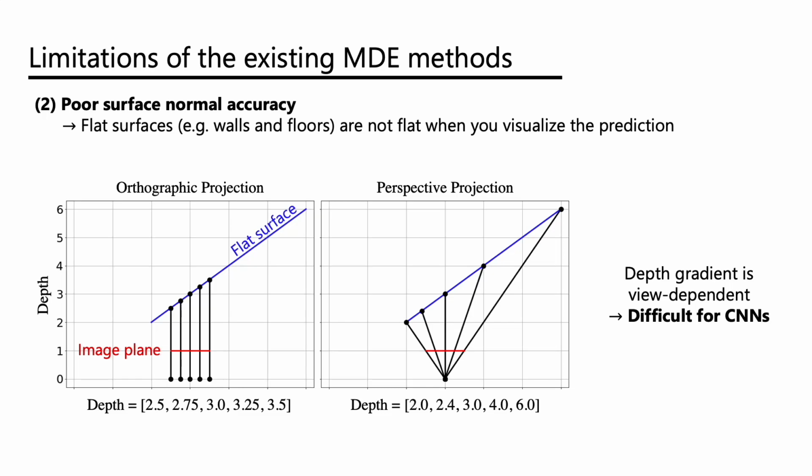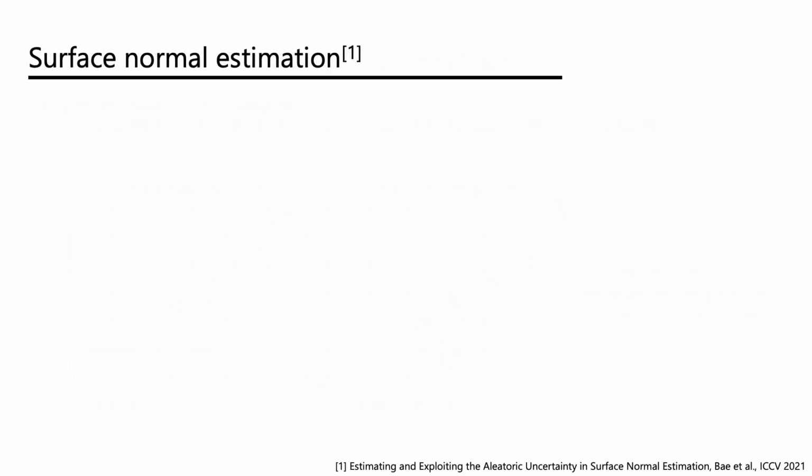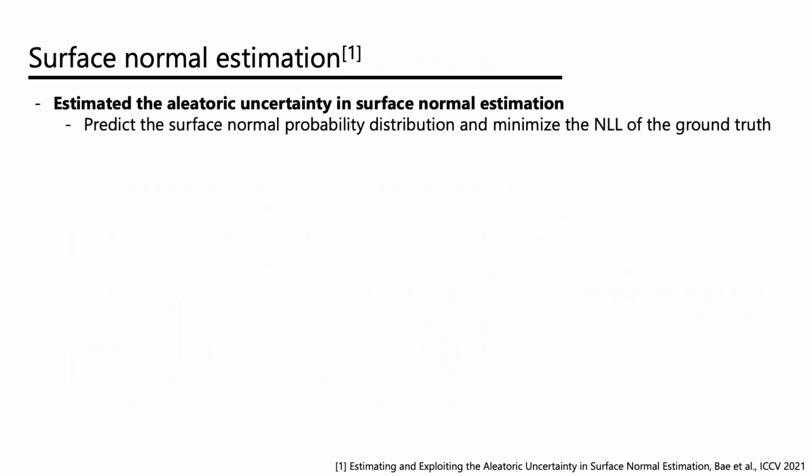Our idea is to use surface normal, which is constant within a flat surface and is thus easier to estimate using CNNs. In our previous work, we estimated the aleatoric uncertainty in surface normal estimation by predicting the surface normal probability distribution and minimizing the negative log likelihood of the ground truth.